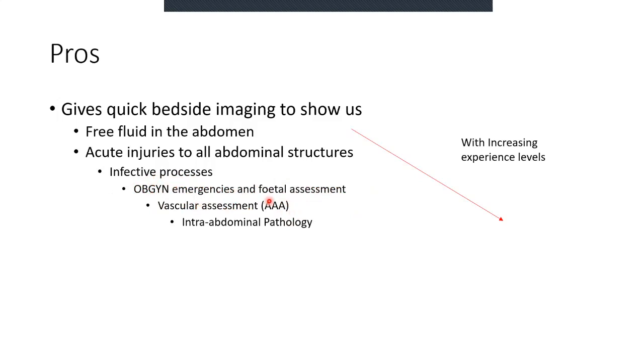Vascular assessment, particularly triple A's, but we also look at the IVC, we look at the SMA, we look at the hepatic vessels, we look at the renal vessels. So there's quite a bit that you can get through. And eventually intra-abdominal pathology. So that means you're looking for tumors, cysts, abscesses, all of that. But you'll notice what I've put here: it's with increasing experience levels. So in other words, it's no use learning about intra-abdominal pathology before you can look for free fluid in the abdomen. You have to walk before you can run in terms of ultrasound. So we really start here and we're slowly going to build up throughout all of these in our abdominal ultrasound lectures. And we're going to go quite far as well.